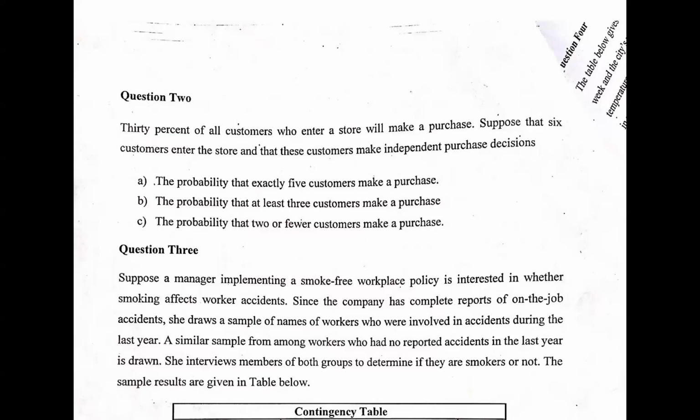Right. So here is the question, and the question is number 2. 30% of all customers who enter a store will make a purchase. Suppose that customers make independent purchase decisions. Find the probability that exactly 5 customers will make a purchase.